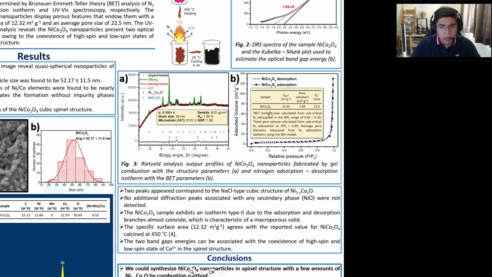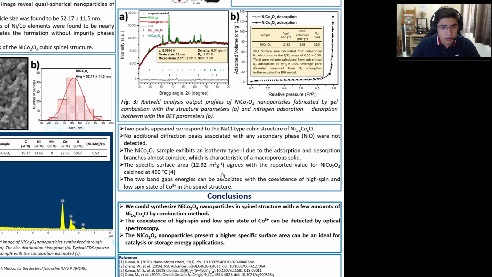On the other side, we can observe the adsorption and desorption isotherms, which correspond to type 2 owing to the adsorption and desorption branches almost coinciding. Therefore, we use the BET method to determine the surface area and the pore volume of the sample, presented in the table inside the plot.